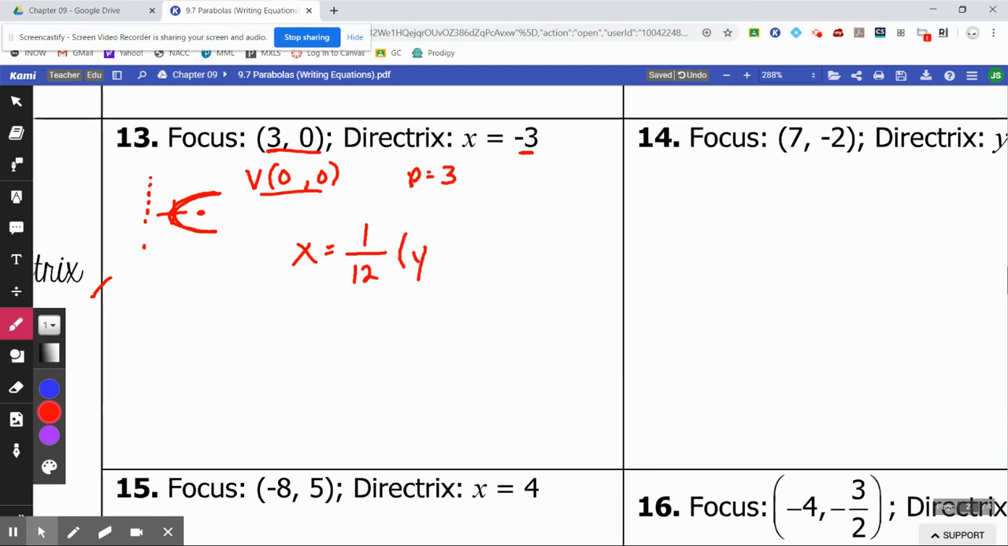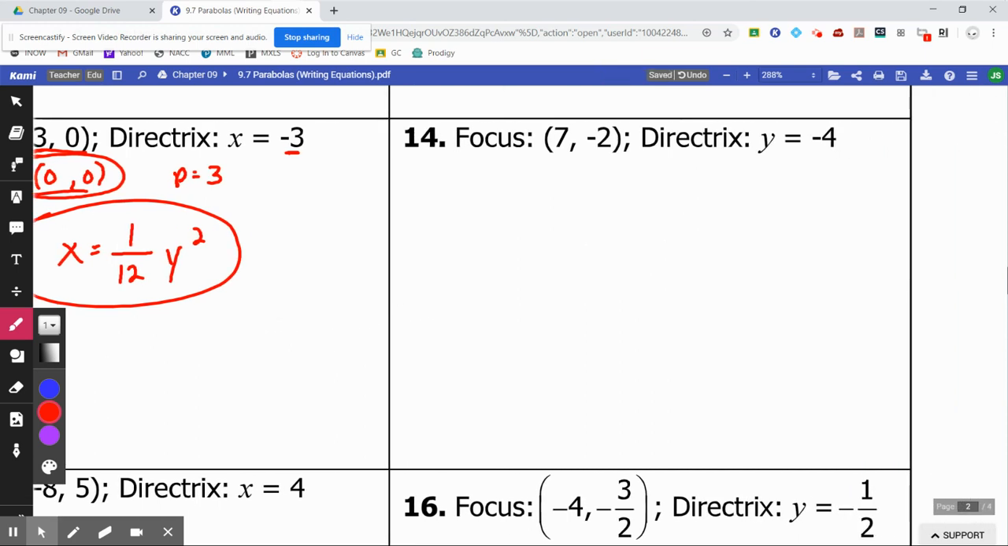Now let's finish it out. This one has been translated none, so we really don't need any other information. So that's 1/12 y squared, and you're finished. Number 14. Let's sketch it out. We have a focus at 7, -2, and a directrix at y equals -4, which would be a horizontal line.